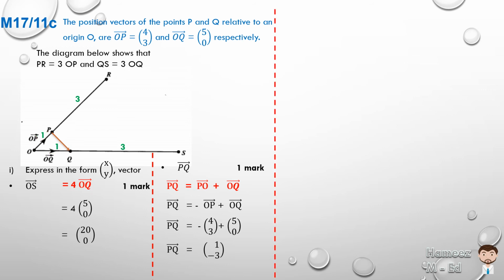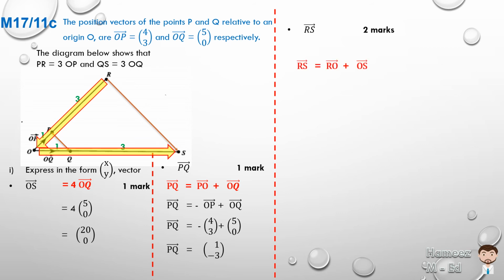And the third vector we have to find is RS. So how do you go from R to S? We go from R to O, and then we go from O to S. Now, let's write that RS is equal to RO plus OS. And if we substitute, RO is minus OR. Same length, opposite direction. So minus OR plus OS.